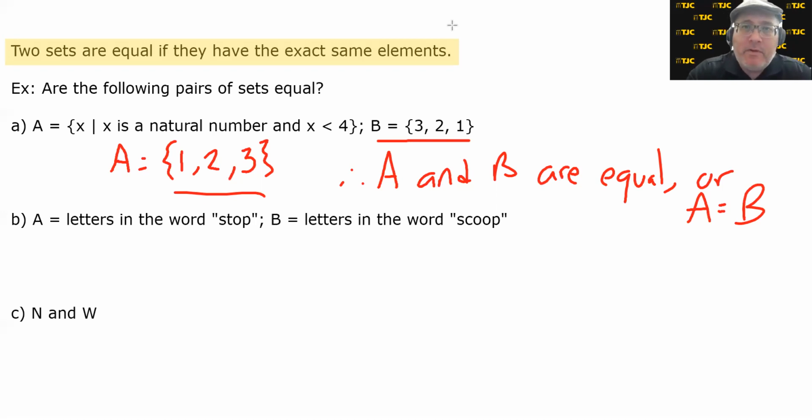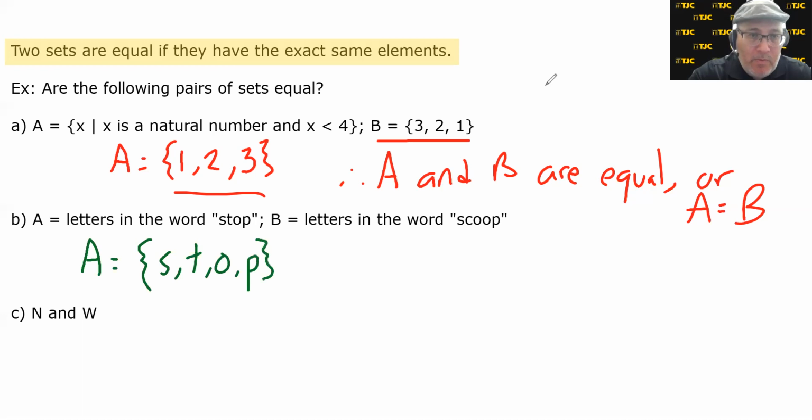All right, example B. Set A, the letters in the word stop. Set B, the letters in the word scoop. Now this will actually bring up something that I haven't discussed yet, so pay close attention. Both of these are written using the descriptive method, but since we're seeing if the elements are the same, let's list their elements. Set A contains the letters in the word stop, which clearly are the letters S-T-O-P. Set B contains the letters in the word scoop, which is the letters S, C, O, and P.